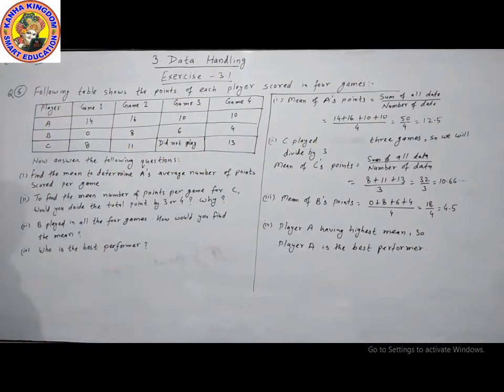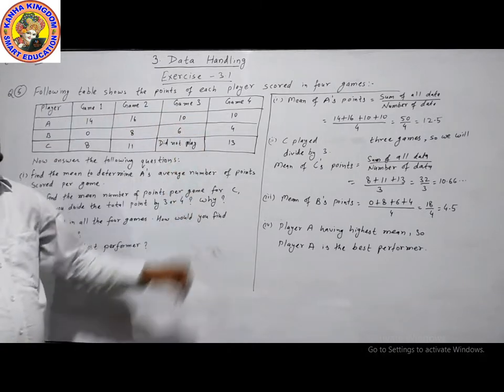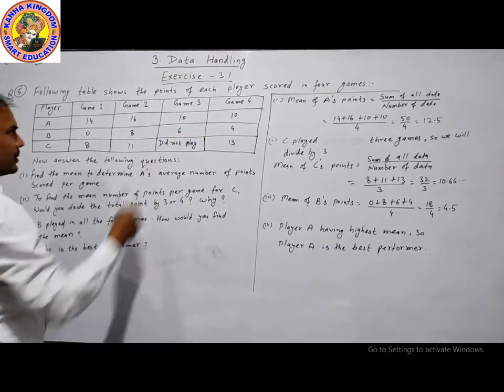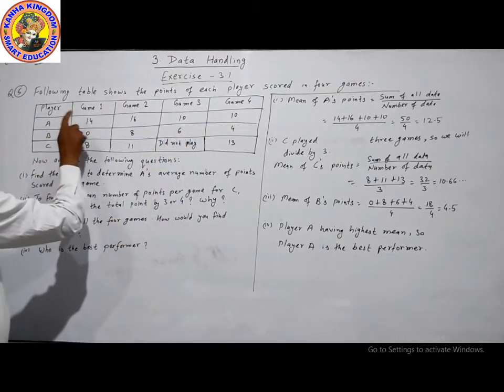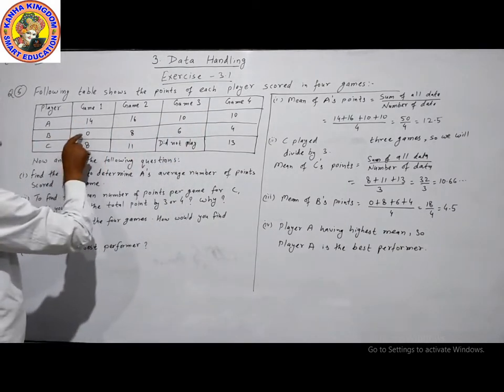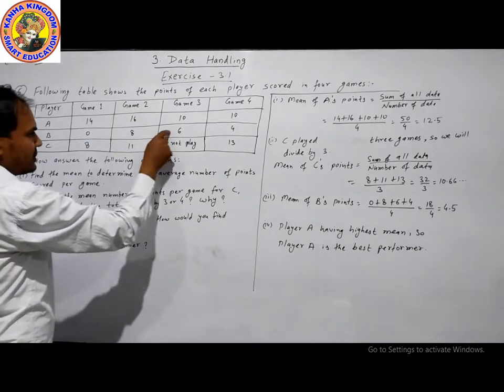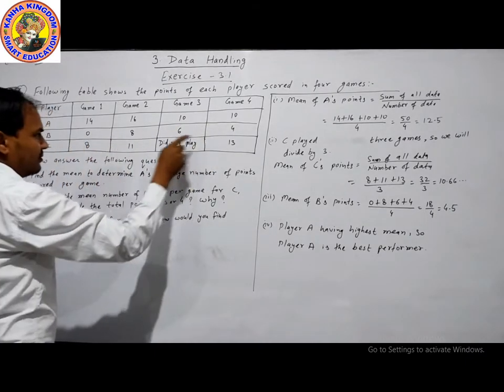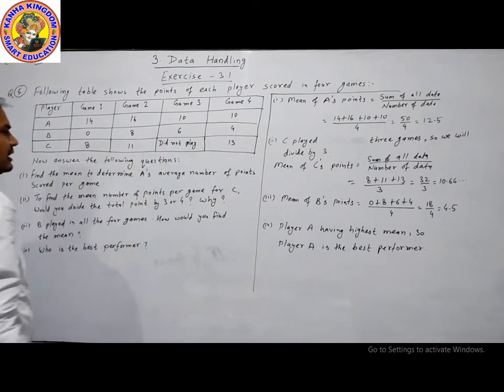Now let us take it from the beginning. Question number 5. The following table shows the points each player scored in 4 games. Player A, B, C, there are 3 players. Games are first, second, third, fourth. Player A's points are 14, 16, 10, 10. Player B's points are 0, 8, 6, 4. Player C's points are 8, 11, 13. Here in game 3 he did not play, so player C played only 3 games.